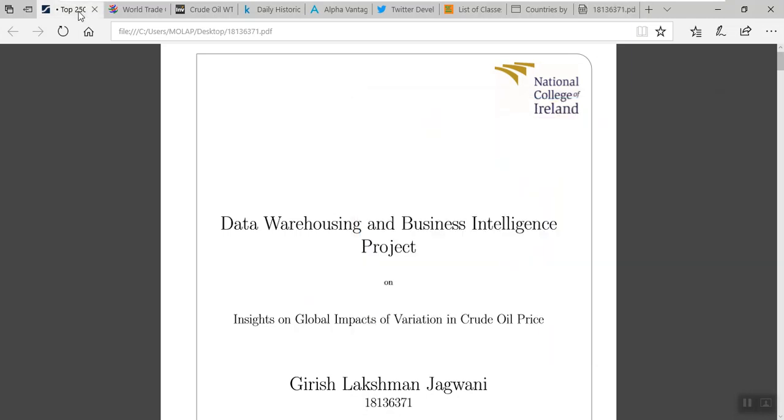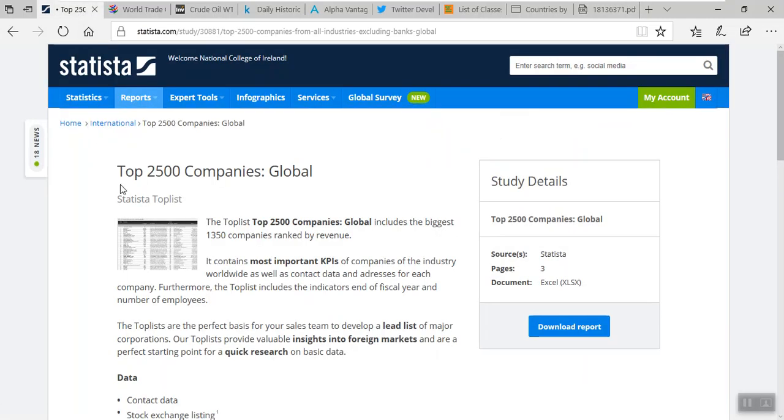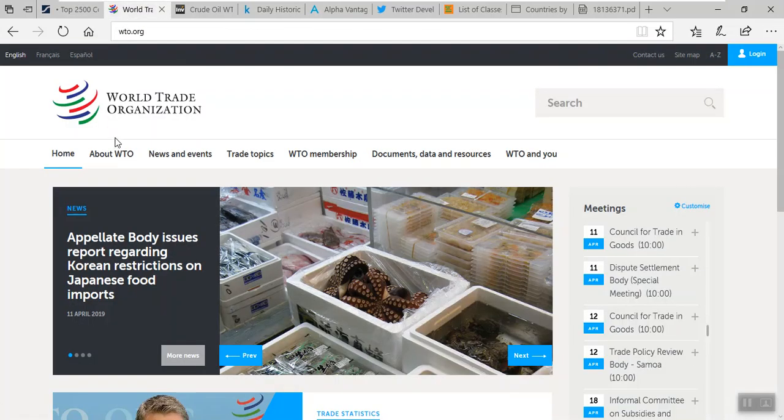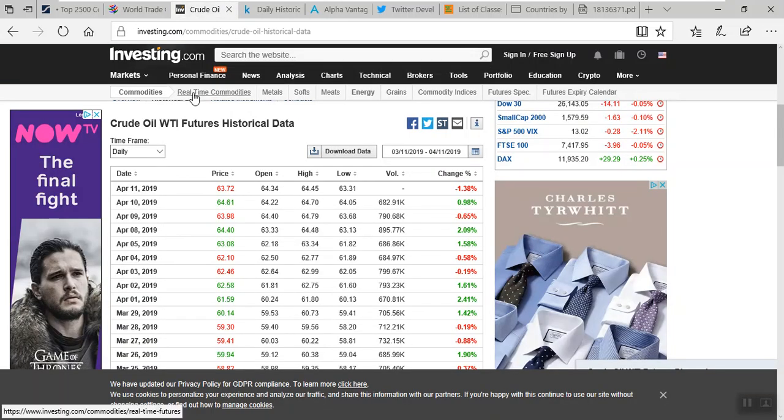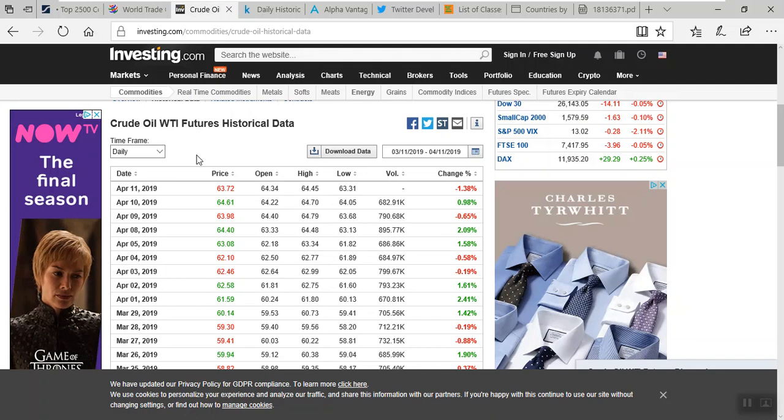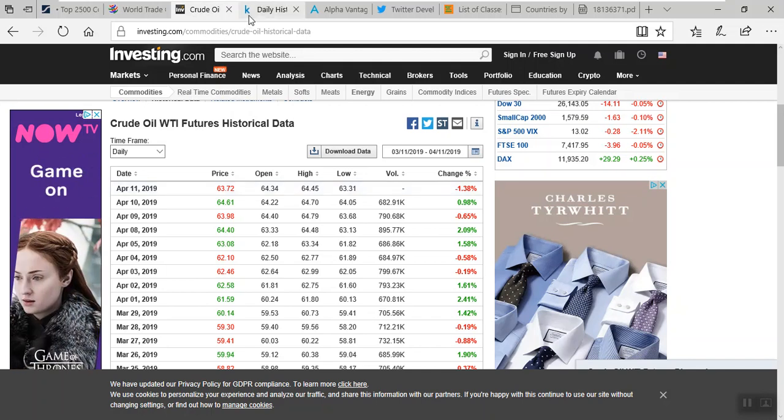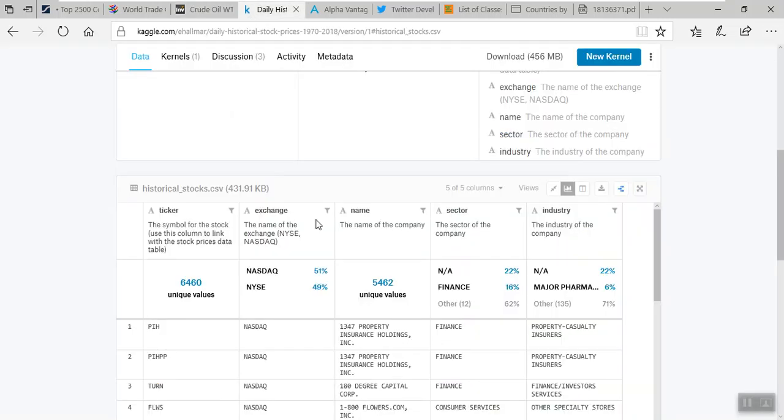Those are as follows. The structured data sources include Statista, which gives me data for top 2500 companies globally. My second structured data source is World Trade Organization, and the data used is monthly trade data for countries, that is import and export. My third data source is investing.com, from where I am obtaining the daily crude oil prices historically. My fourth data source is Kaggle, which gives me data for sectors of different companies.